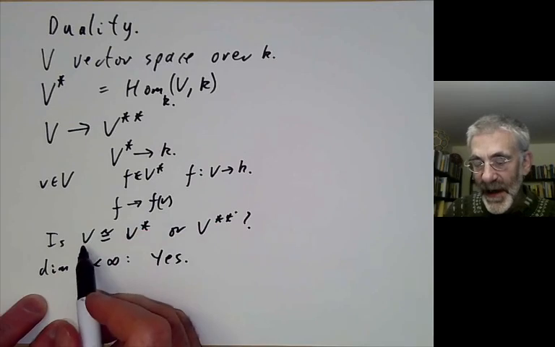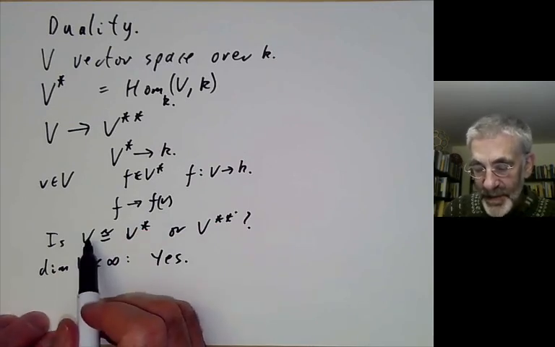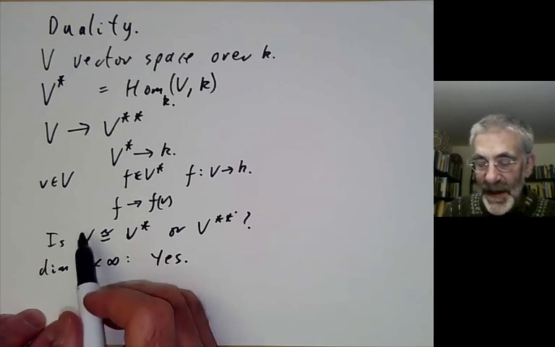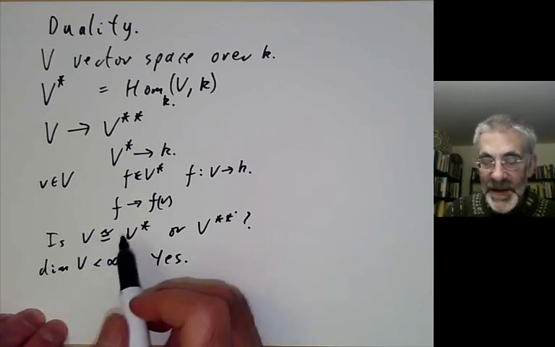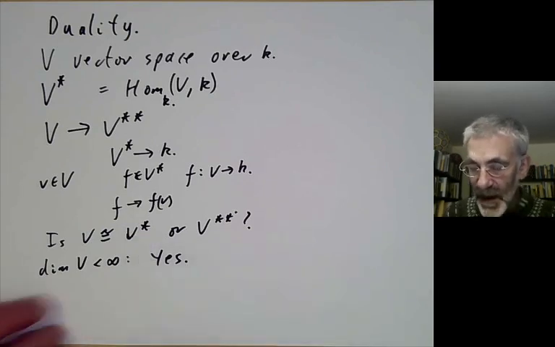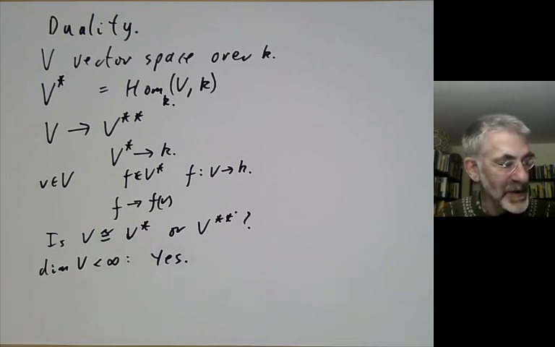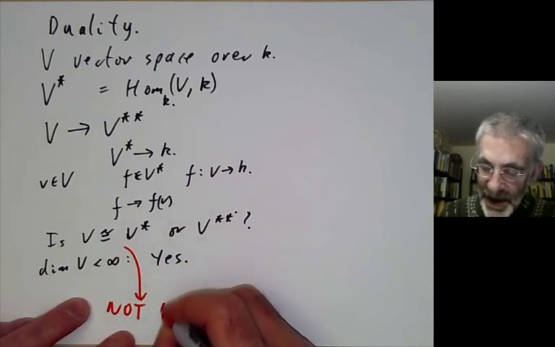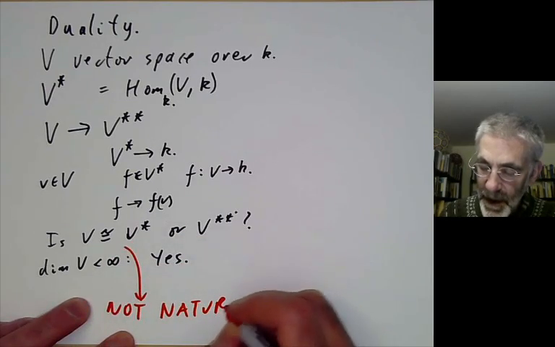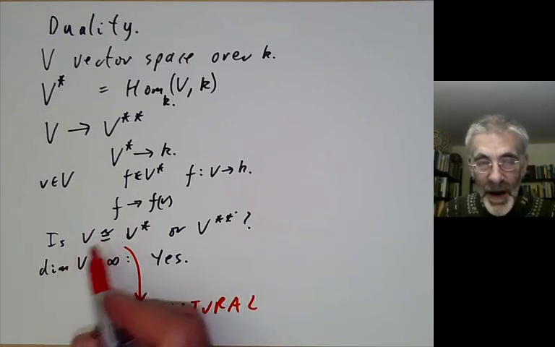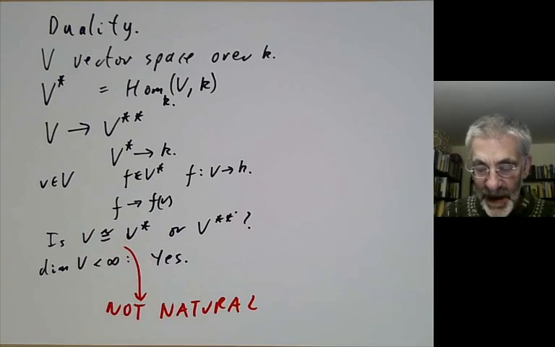It's a basic result in linear algebra that if you choose a basis for V, this identifies V with an n-dimensional vector space, and the dual is also an n-dimensional vector space, so they're isomorphic. So V is isomorphic to its dual, but this is not really natural. In order to define an isomorphism, we have to pick a basis of V, and if we pick a different basis, we get a different isomorphism.